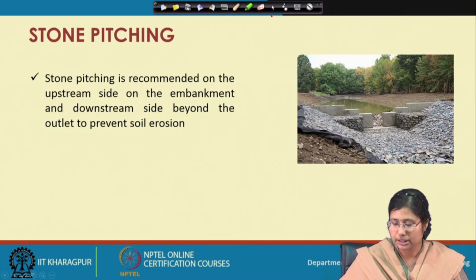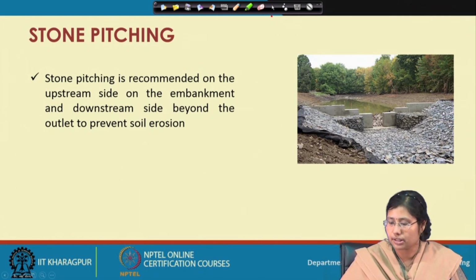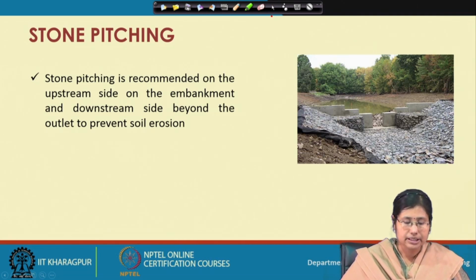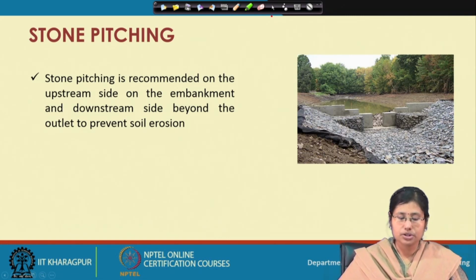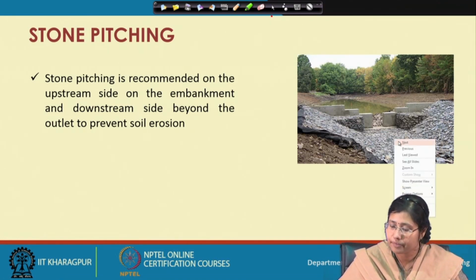As you can see, this is an emergency spillway structure, and stone pitching is provided to reduce the flow of water or the velocity of flow. Stone pitching is recommended on the upstream side of the embankment and the downstream side beyond the outlet to prevent soil erosion because of the high flow of the water. So, the stone pitching is provided.